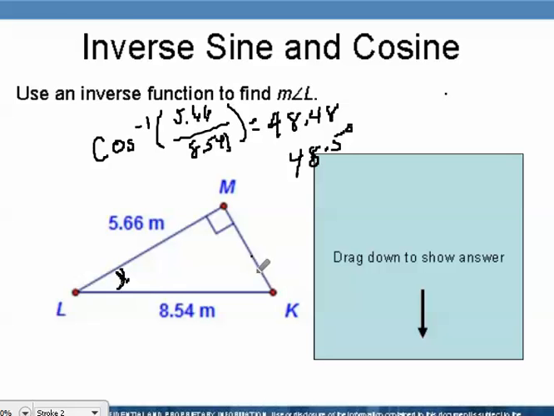Now I could find K over here by doing the inverse sine, but I could also just subtract it from 90 and get 41.5. How did I get that? Why did I subtract it from 90? It's 180 degrees in a triangle. Already had a 90-degree angle. So subtract 90, that gives me 90 left. Subtract 48.5 from 90, and it gives me 41.5. That's how you can find all the angles in a triangle.